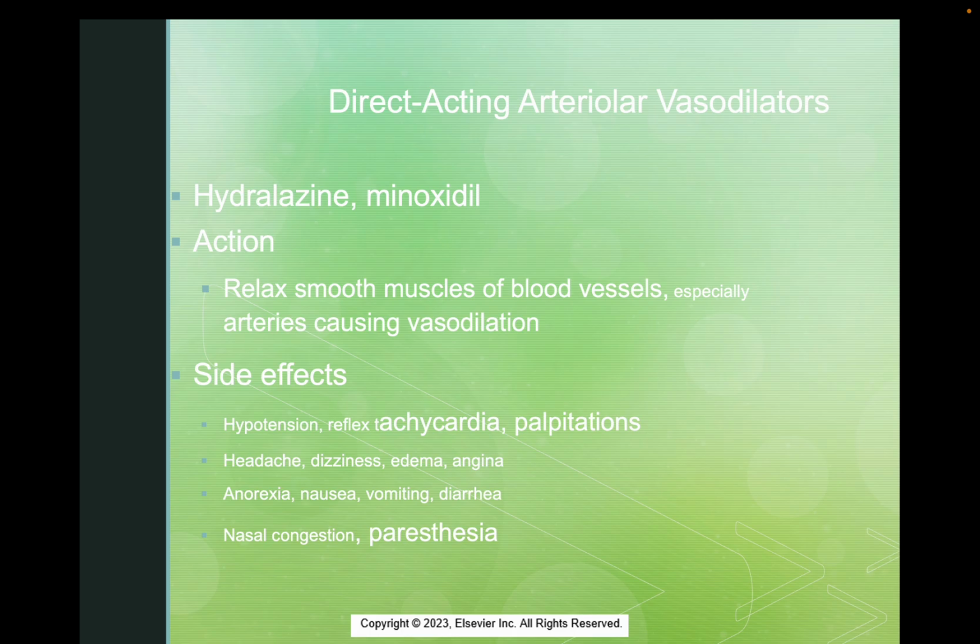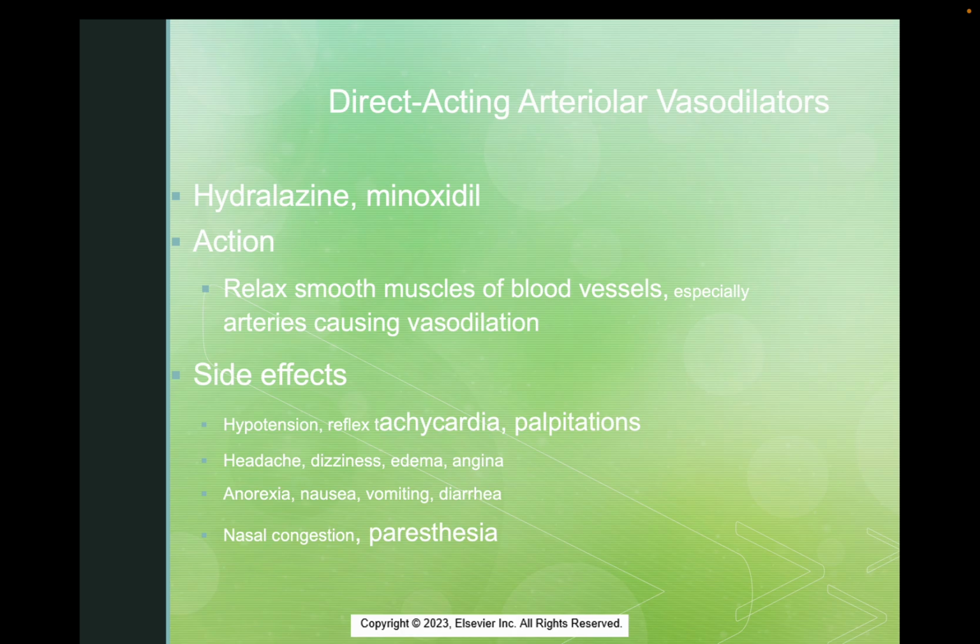So let's talk about this next class. So these are direct acting arteriolar vasodilators. So these do exactly what they say they do. They dilate the vessels. So hydralazine and minoxidil. They relax the smooth muscle of blood vessels, especially in the arteries, causing vasodilation. Again, if you give too much of these, they can cause hypotension, tachycardia, palpitations, headache, dizziness, edema. So those are the two direct acting vasodilators.